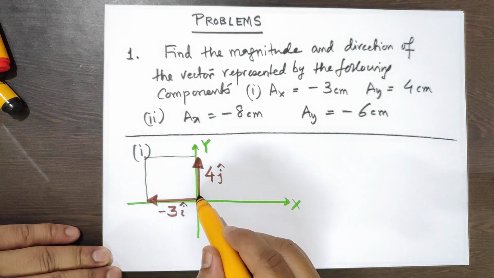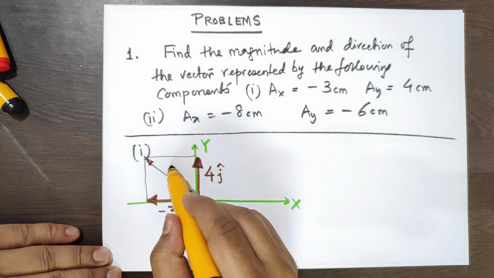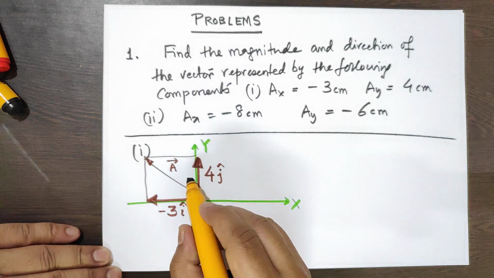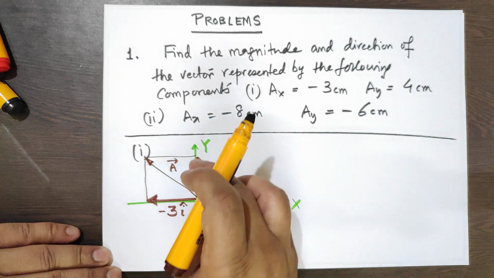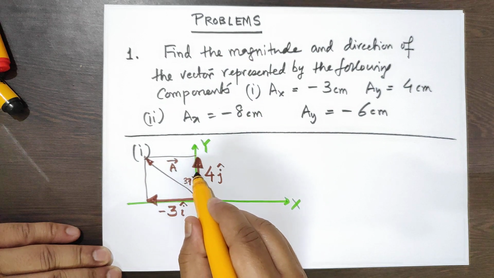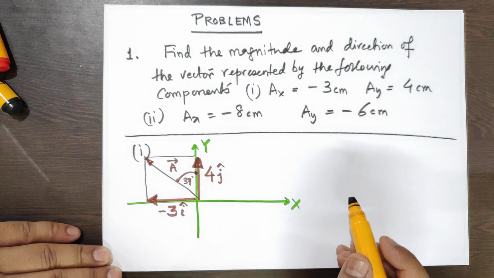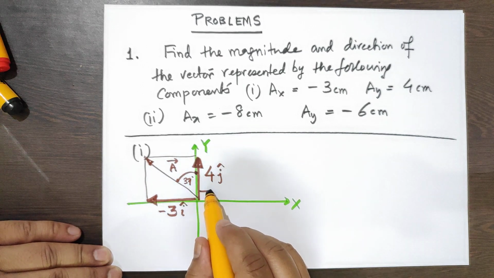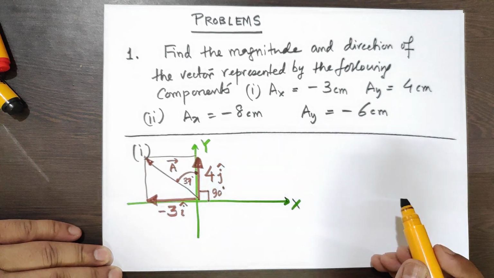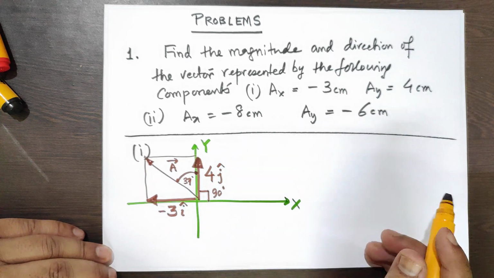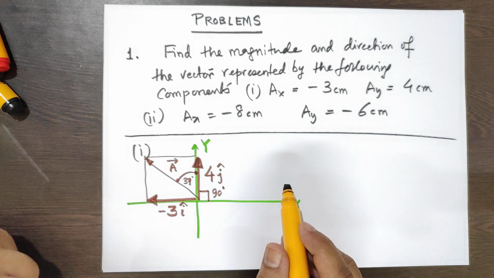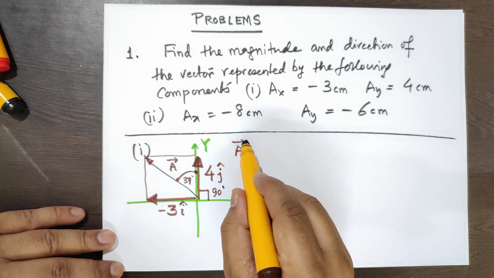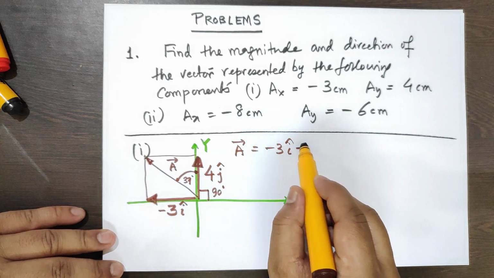This is the vector A, and its length is 4, this length is 3, this length is 3, this length is 4. So you know this angle is 37 degree. Okay, see, this angle is 37, means this angle is 90. So 90 plus 37 is how much? 127, right? 127 degree.